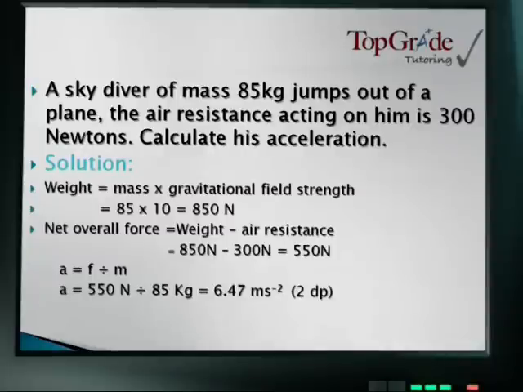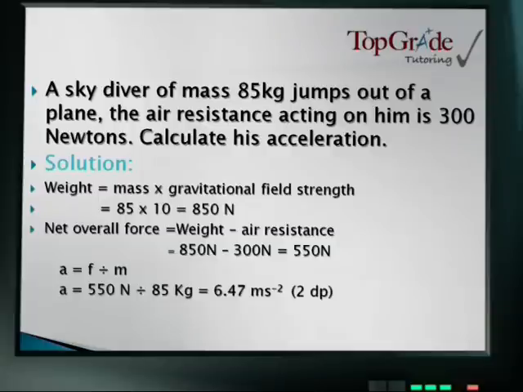A skydiver of mass 85 kilograms jumps out of the plane. The air resistance acting on him is 300 newtons, so calculate his acceleration. Right, well firstly we need to work out his weight. The acceleration of free fall is 10 meters per second squared, so his weight is going to be 85 multiplied by 10, which is 850. So his weight is 850 newtons.